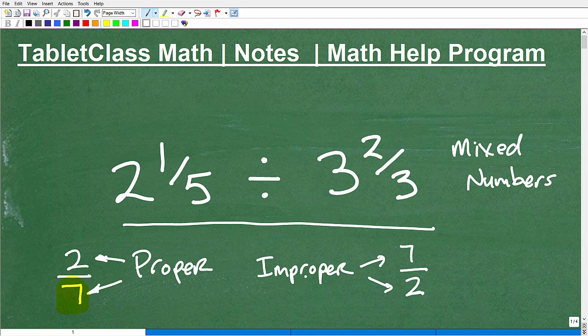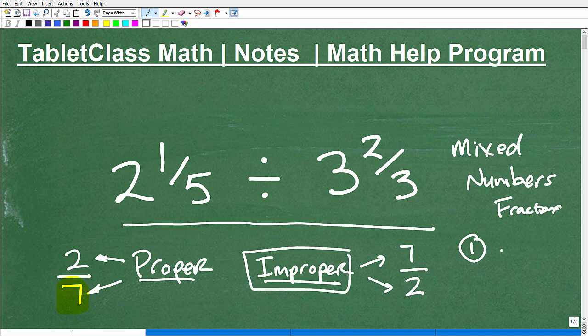So you need to be familiar with these terms. So we have proper and improper, and then we have mixed number fractions. Now, what are these? Well, these are examples of mixed number fractions where you have a whole number with a little fraction off to the side. But the key to doing this problem is going to be twofold. One, we're going to have to rewrite mixed number fractions as improper fractions. That's the first thing.